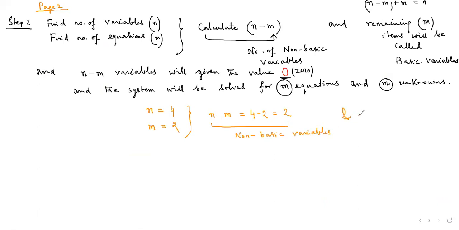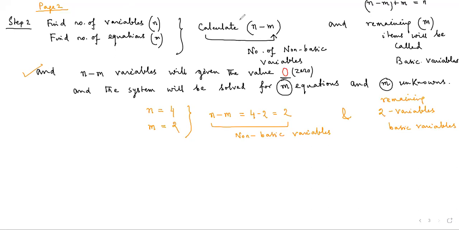If 2 variables are non-basic, then the remaining 2 variables are basic variables, according to the theory. So I have applied the rule over here, and now I'm going to apply this particular scenario.